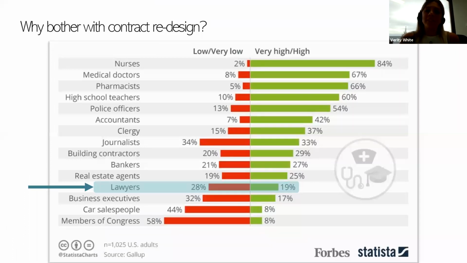And lawyers, if there are lawyers on the phone, we need all the help we can get when it comes to trust. We're often ranking right down the bottom of trusted professions. Thankfully, we're just above car salespeople, which is nice, but we really want to be moving ourselves up that list a bit.